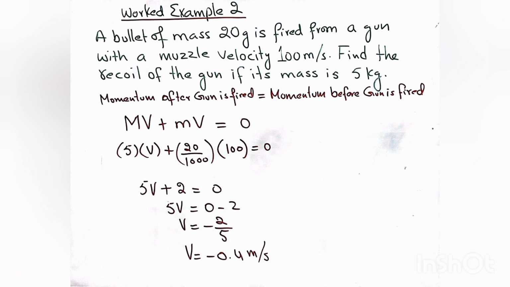Here the recoil velocity has a negative sign. The negative sign means that the gun will recoil in the opposite direction to that in which the bullet is moving. If the bullet goes forward, the gun will recoil in the backward direction.